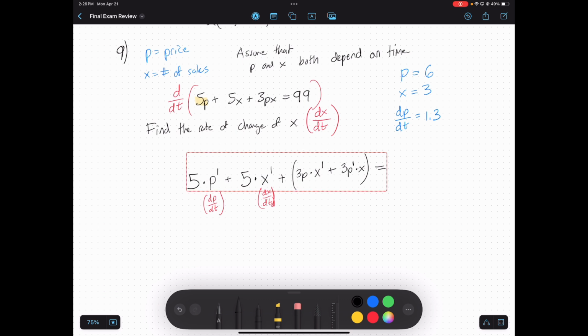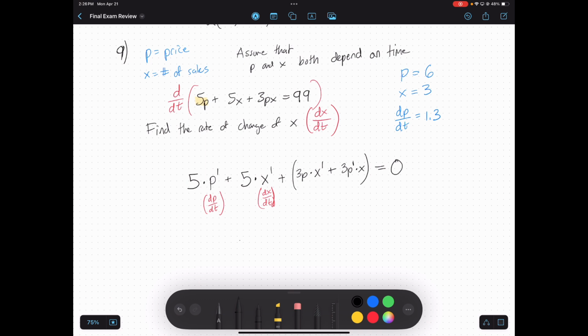Equals? 0, right. Don't forget, the derivative of 99 is 0. A lot of people forget to take the derivative of that other side. Okay? So the derivative of 99 is 0. Now what do I do? Now I can start plugging things in, right? Because now I have a function that deals with x, p, x prime, p prime. It deals with all of those things that I'm looking for. So now I can go and start plugging in the values.